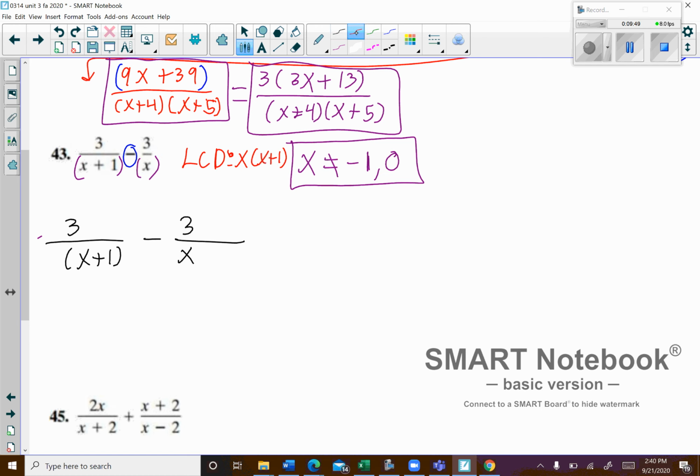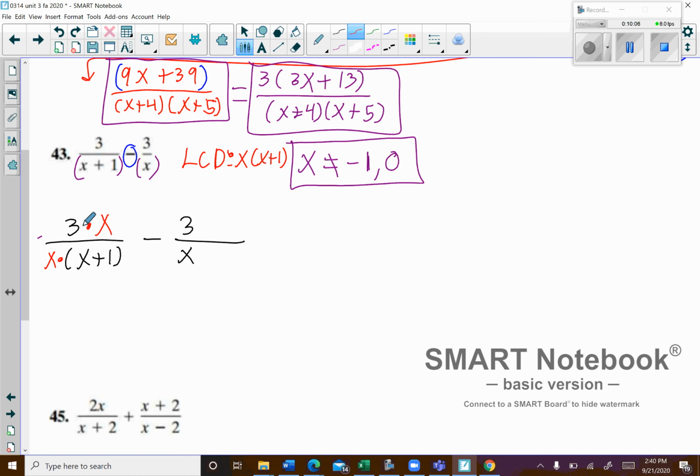But what I'll do is on the first one, I need an x as part of my denominator. So I'll go ahead and multiply the bottom by x. So I have to multiply the top by x. It doesn't matter if I put the x in front or behind the 3. I just prefer it right there.